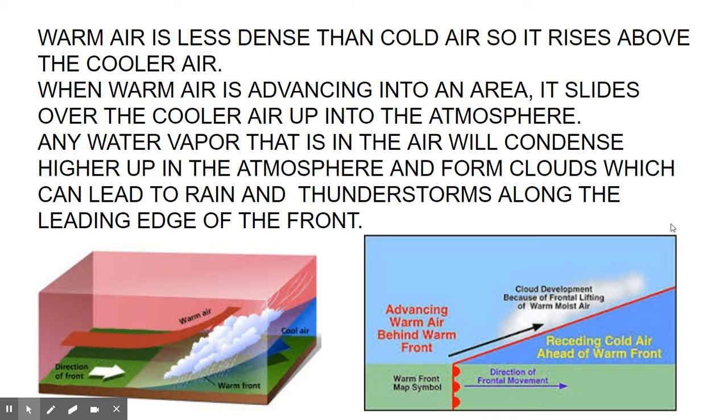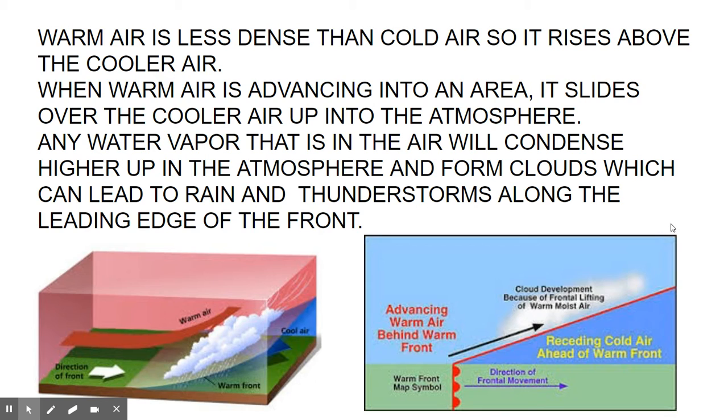This still creates clouds. It can create some rain, but usually the rain in a warm front is like drizzle or small showers, but nothing significantly major like we had the other night, with the thunderstorms and the lightning and the wind. So it's usually a more gentle change in the weather, but there is still a significant change in the weather.